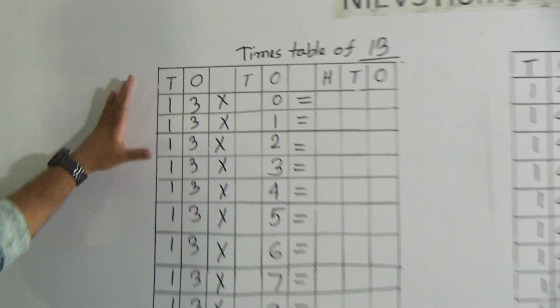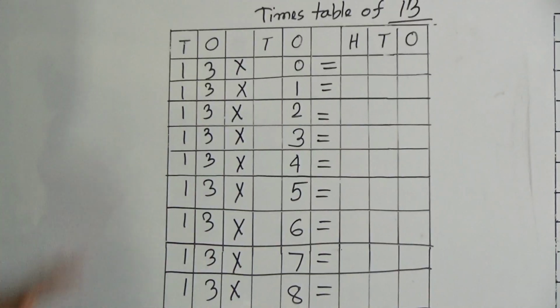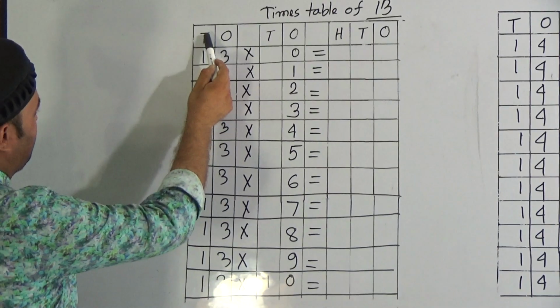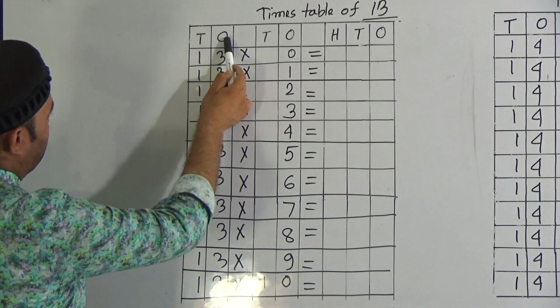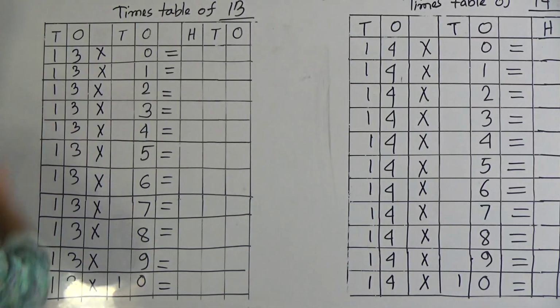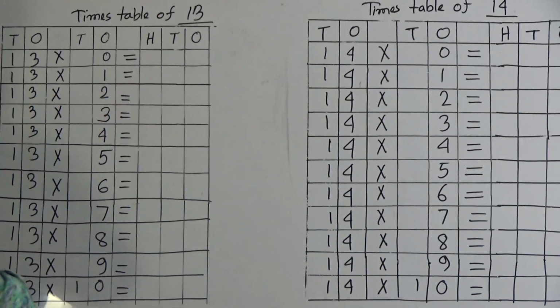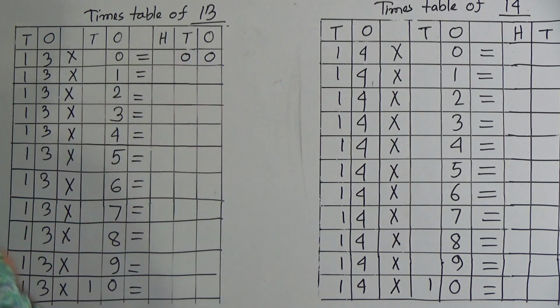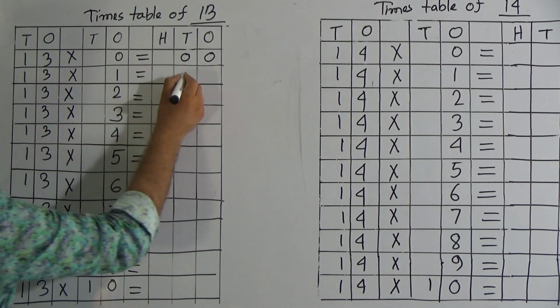Look, here is the times table of 13. In 13, 3 is in the 1's place and 1 is in the 10's place. So I have to write 3 in the 1's place and 1 in the 10's place. 13 zeros are 0. 13 ones are 13.